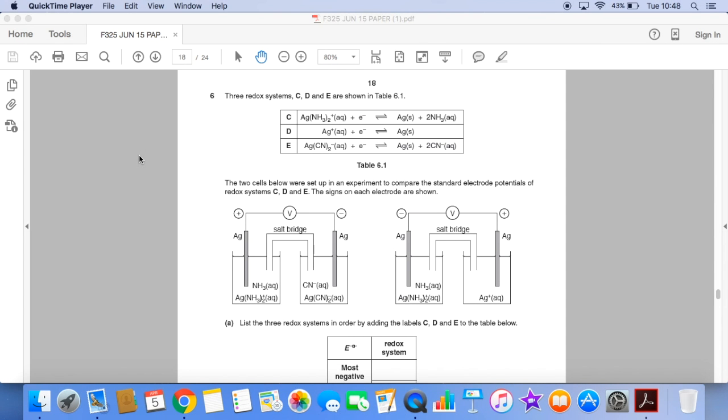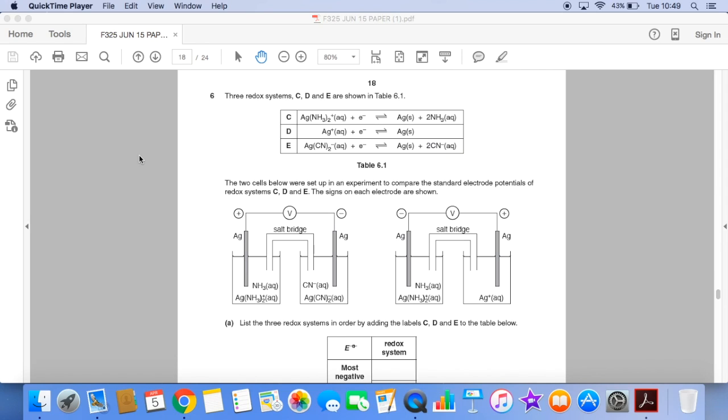Got a question here about electrode potentials. It's got a bit about fuel cells in as well, and a little bit of acids and bases. So if I just read through the question and then give you some time to go through it, and then I'll go through the answers.